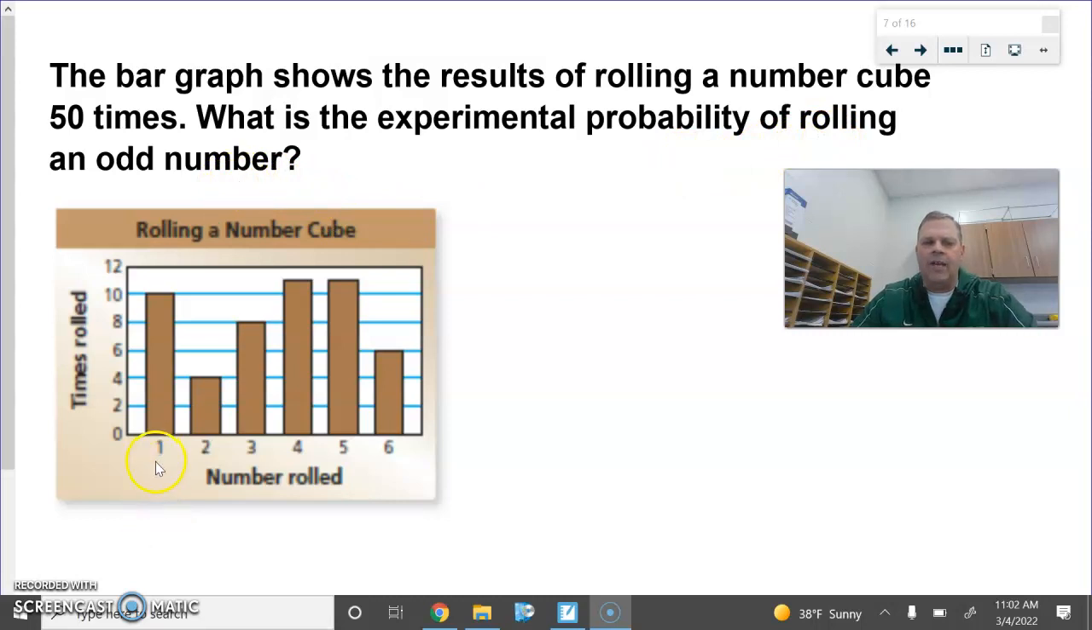The way that I would think of that is I would take the number of times I rolled 1, which is 10, added to the number of times I rolled 3, which is 8, added to the number of times I rolled a 5, which is 11. So 10 plus 8 plus 11 is 29, and the total number of times that I rolled it was 50. So the experimental probability of rolling an odd number is 29 over 50. Our theoretical probability, or our actual probability, we know that there are 3 out of 6, so it would be 1/2, and we would be close to that.